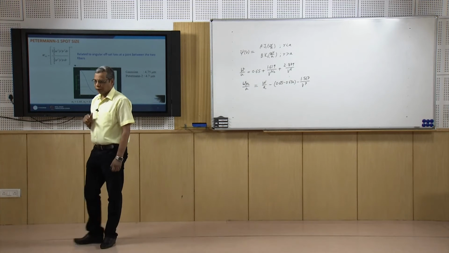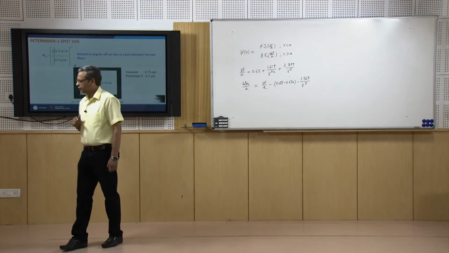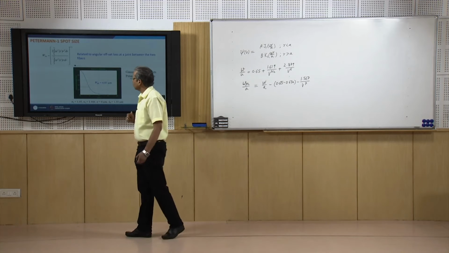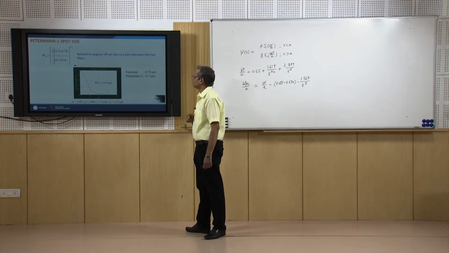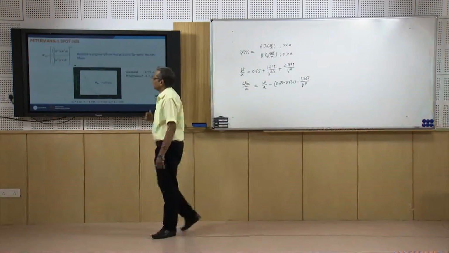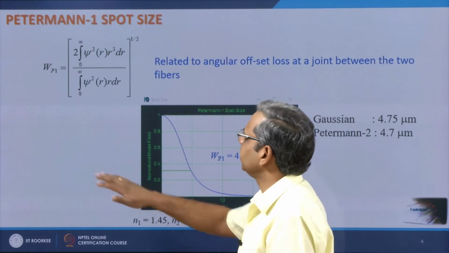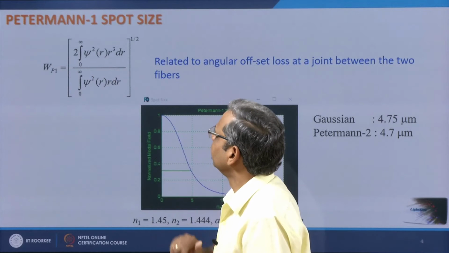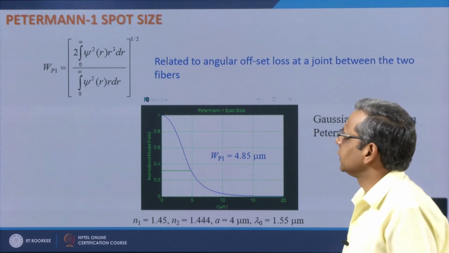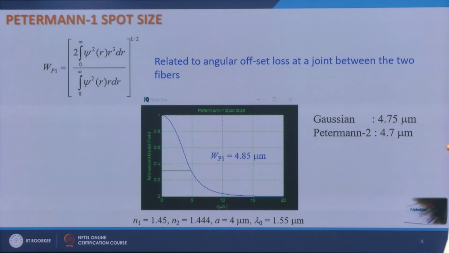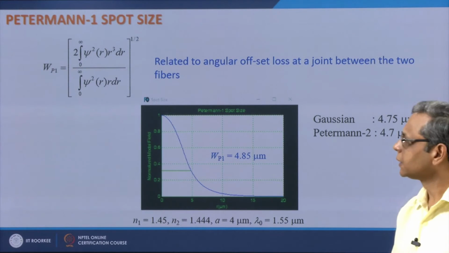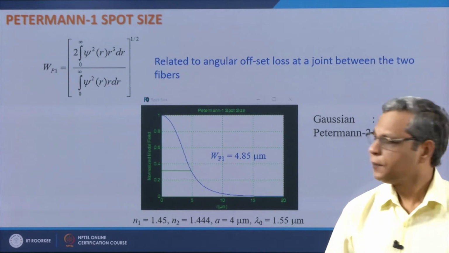Yet another way of defining a spot size is the Petermann 1 spot size, and this is related to angular offset loss at the joint between the two fibers, and is defined as Wp1 equal to the square root of 2 times the integral from 0 to infinity of psi square r cube dr, divided by the integral from 0 to infinity of psi square r dr.